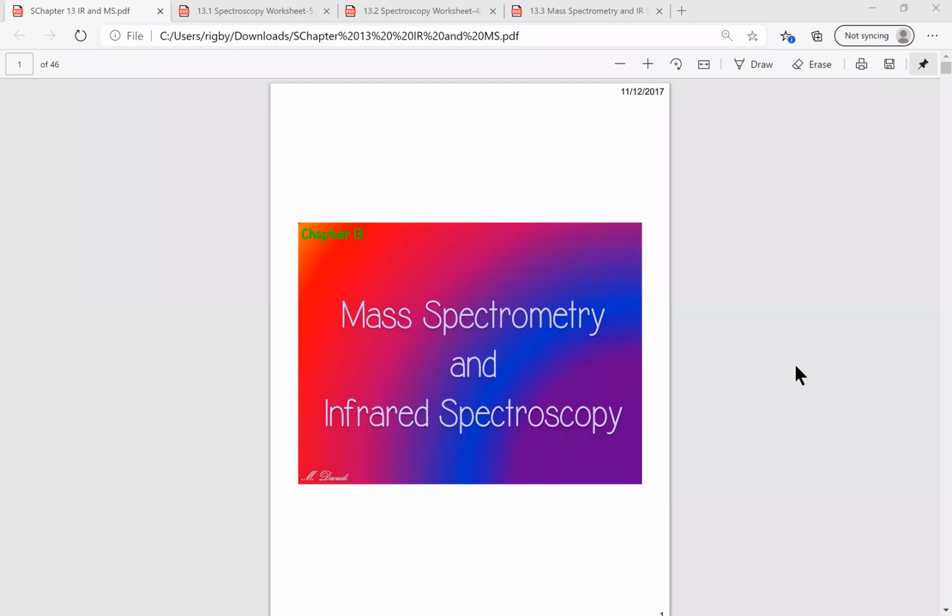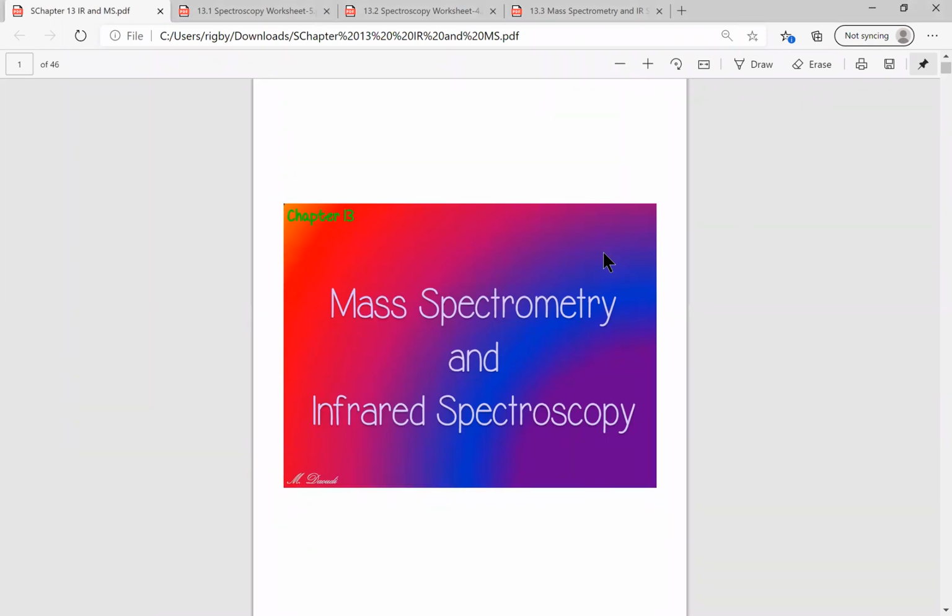Hello, everyone. Today I will be doing my exam 4 review part 2 on chapter 13, mass spectrometry and infrared spectroscopy. A lot of the time I, and a lot of other people, will refer to infrared spectroscopy as IR spectroscopy. It's just a faster way to say it and a faster way to write it. So, infrared spectroscopy, IR spectroscopy, the same thing. Just want to make that clear before we start.